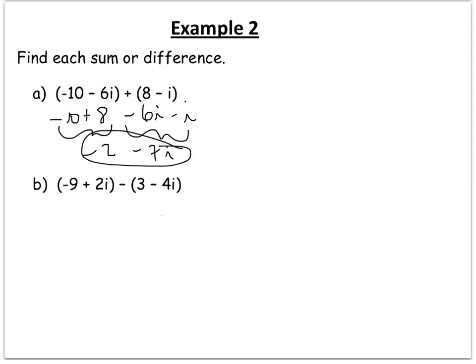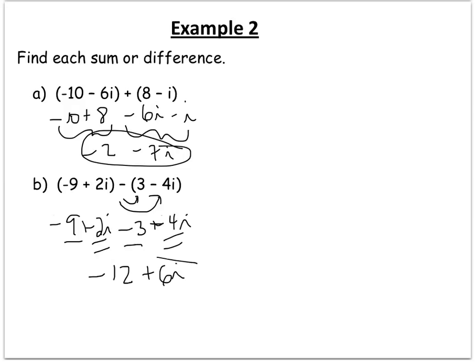Now this one, subtraction, same thing. We just have to be careful with the distribution. So this is going to be negative 3 plus 4i, minus negative 9 plus 2i. The like terms are the negative 9 and the negative 3, which is negative 12, and then the 2i and the 4i, which is 6i. And that is how we would work with imaginary values by adding or subtracting.